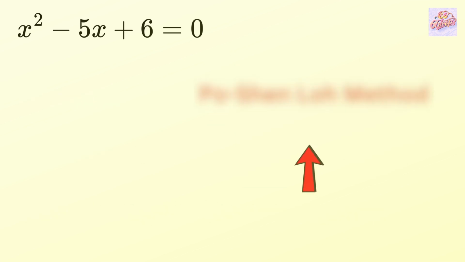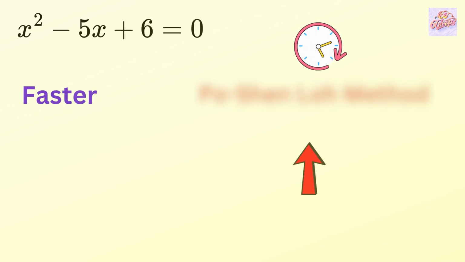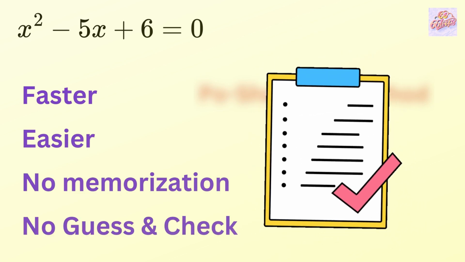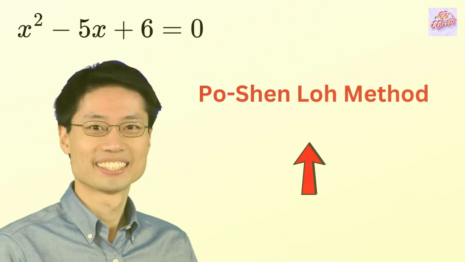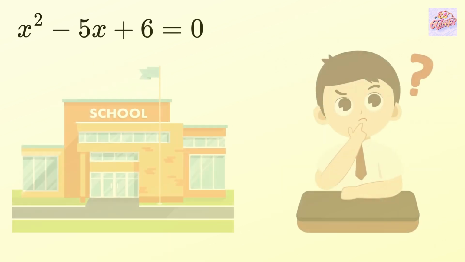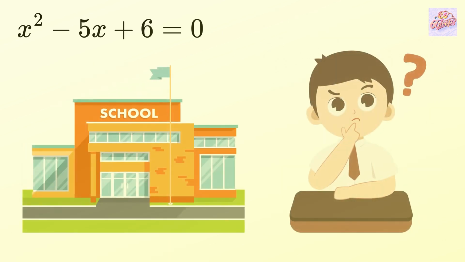But what if I told you there's another method that is faster, easier to understand, and doesn't depend so much on memorization or trial and error? This is the Po-Shen Loh method, an elegant way to solve quadratic equations that focuses on logic and symmetry. And I wonder why they never teach that in school.